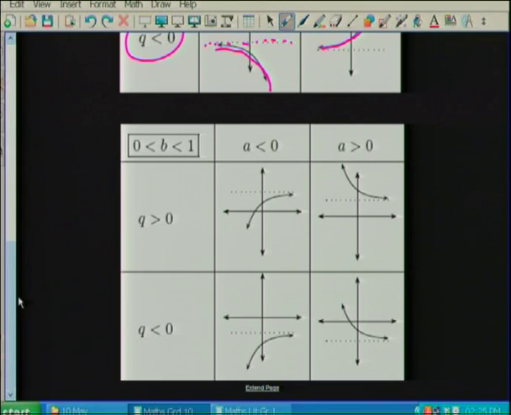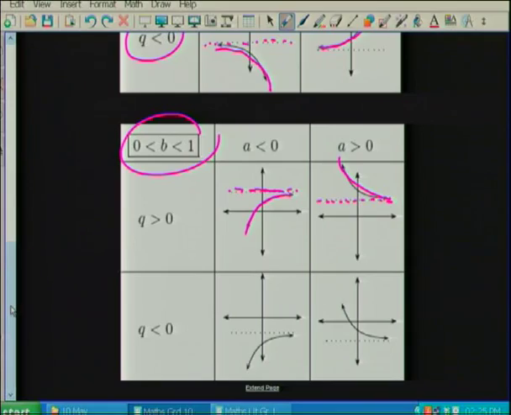Right. First example. Q must have been positive because my horizontal asymptote is above the x-axis. A must have been negative because my graph is below the asymptote. And I can see that B must be between 0 and 1 because my graph is coming closer to the asymptote. Similarly, over here, I've got a positive Q value because the horizontal asymptote is above the x-axis. My A value must be positive because my graph is lying above the asymptote, and so on.